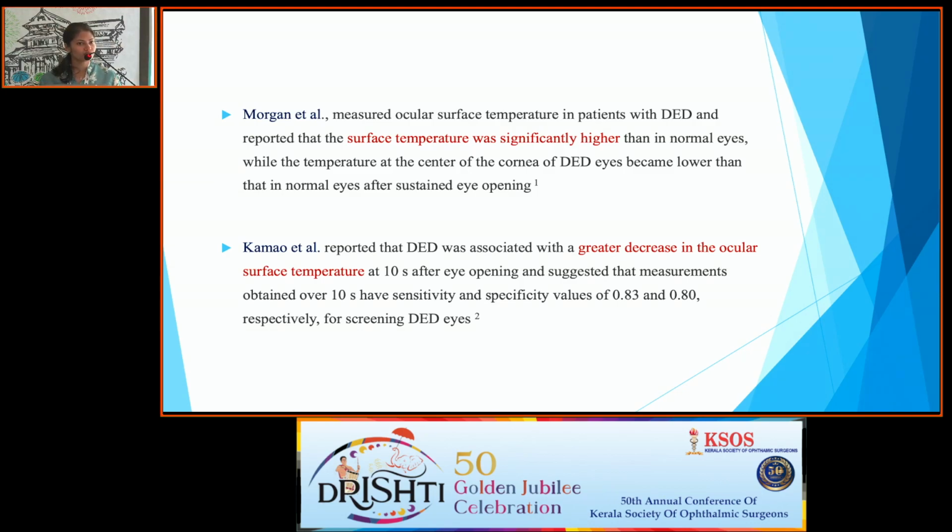It's probably because of the congestion, and that the center of the cornea in a dry eye patient became much lower than a normal eye. That's probably because the evaporation rate is higher. And a similar study done by Kamau et al. showed that there was a greater decrease in ocular surface temperature on sustained eye opening, which again supports that there's a higher evaporation rate happening.